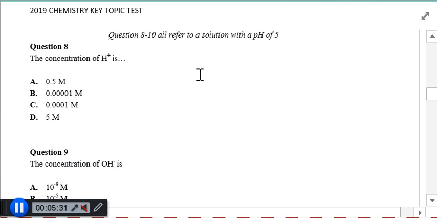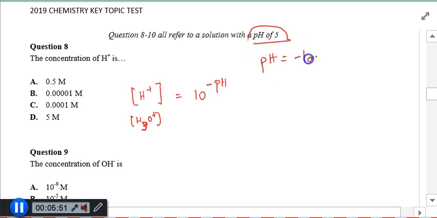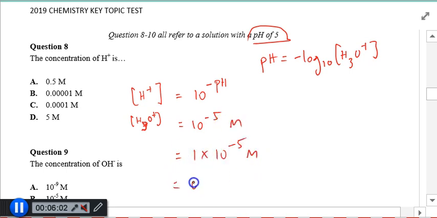The concentration of H plus is, okay, so this is a key piece of information. pH is 5. So if you're going to work out the concentration of H plus, which is also H3O plus, same thing, you use the formula 10 power negative pH, which is basically the reverse of this equation here. So pH 5 gives 10 to the negative 5, I guess 1 times 10 to the negative 5 molar, which would be 0.00001 molar. 4 zeros. Okay.